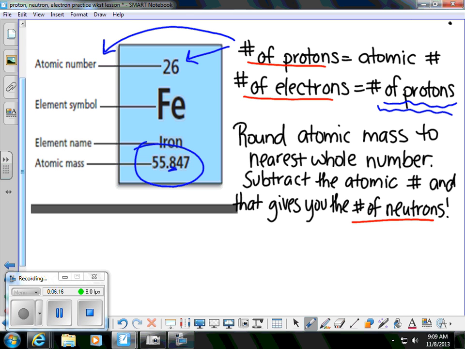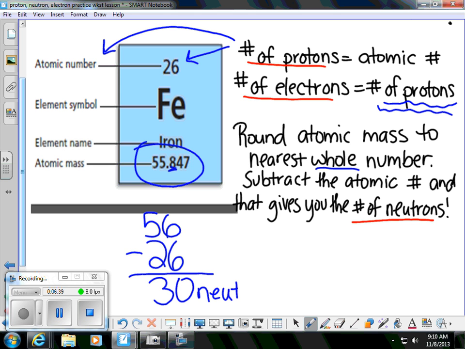So the mass is what? 56. Okay, so we've rounded to the nearest whole number. Now we subtract the atomic number. What's the atomic number? 26. So if we subtract 26, what are we going to get? 30. So we have 30 neutrons. It's that simple. Just a little bit of math, and you got the number of neutrons. Okay?